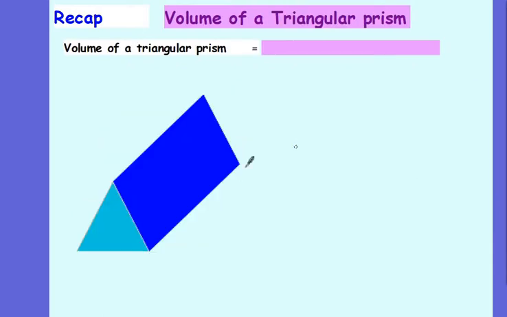So if the volume of a cuboid was given by length times width times height, and we said that this bit here was just equal to the area at the front, what do you reckon the volume of a triangular prism might be? Pause the video, have a little think.